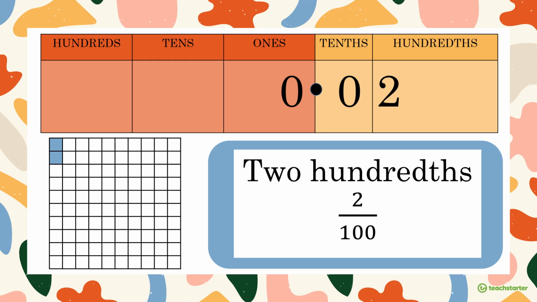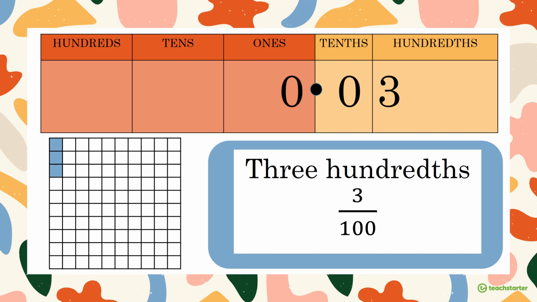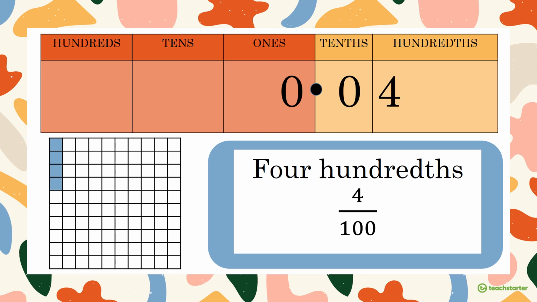At the top, we have 0.02. We say that 2/100ths. We write it as a fraction, 2 over 100. And on the hundreds board, there are now two squares shaded. This one said 3/100ths. As a fraction, we write 3 over 100. On the hundreds board, there is 3 squares shaded out of 100. This is 4/100ths, 4 over 100, and 4 squares shaded out of 100 on the board.